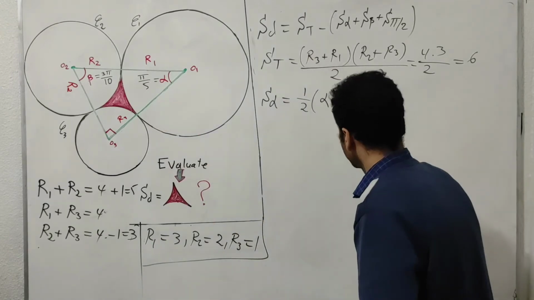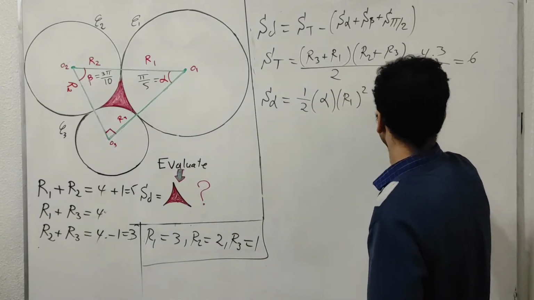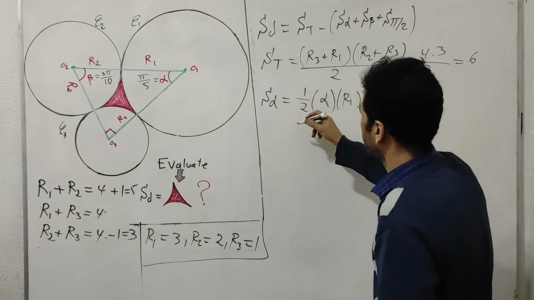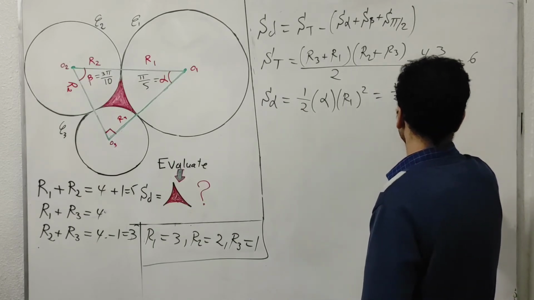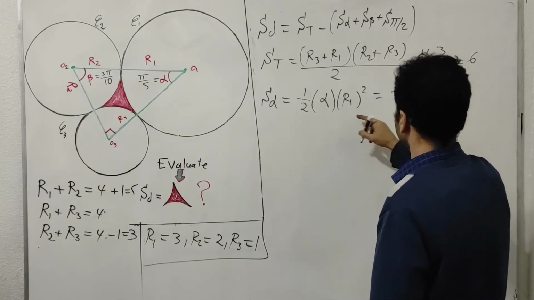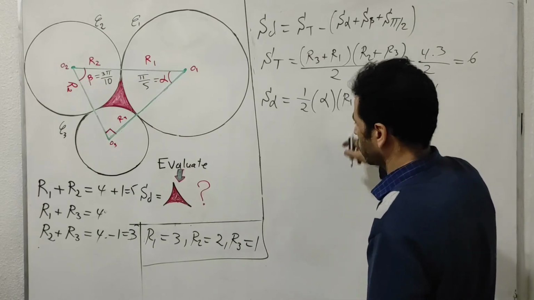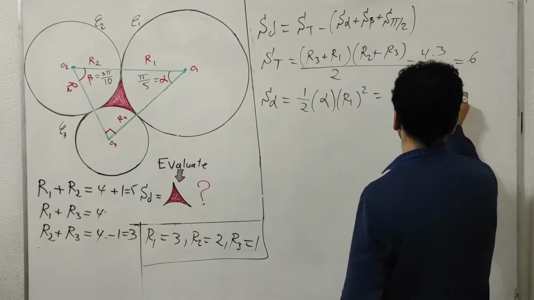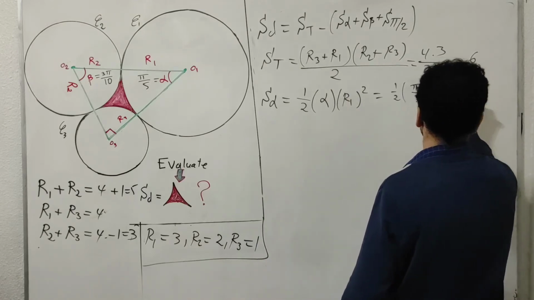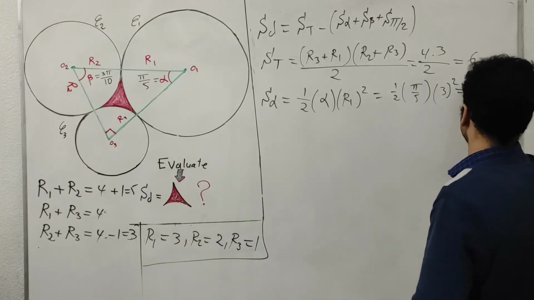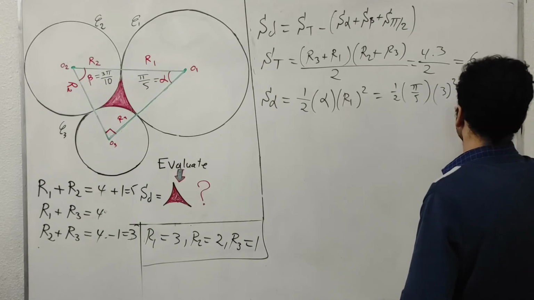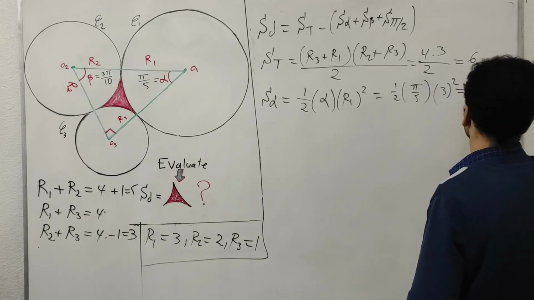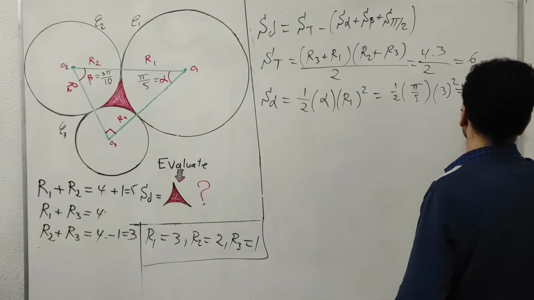Okay, so now I have half, the alpha equal to pi over 5, we already calculated that, multiplied by radius R1 squared, which is, we found R1 equal 3. Okay, 3 squared. So we'll get here pi over 10 multiplied by 9, which is 9 over 10 pi.